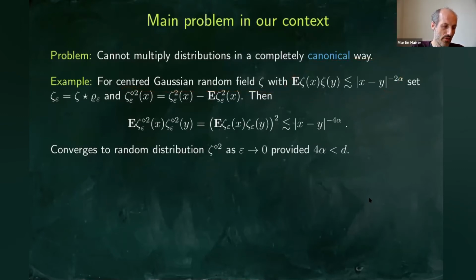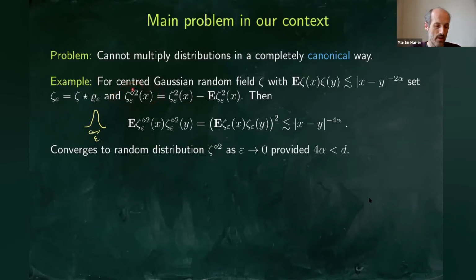So say I convolve it with some modifier, right? So the rho epsilon here, again, you should think of rho epsilon as being some kind of approximate delta function at size epsilon. Okay, so that's your rho epsilon. So this is going to be an approximation of zeta. And so now, if I want to define the square, for example, instead of just squaring it, I could look at what's called the Wick square.